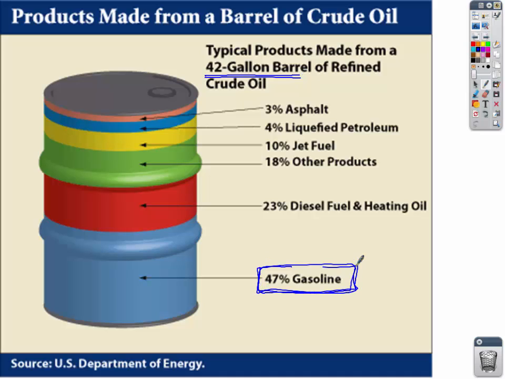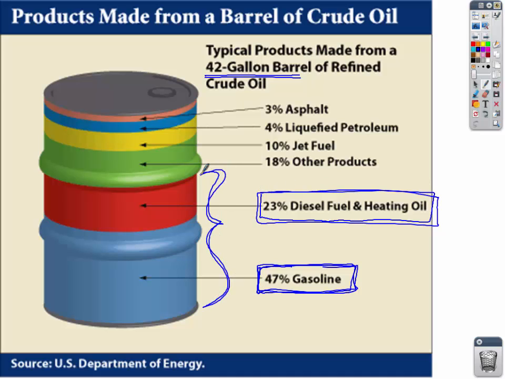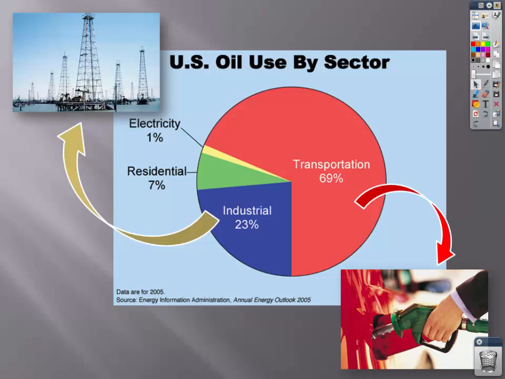All right, and in each barrel, about half of it is gasoline. All right, about 23% of it will become diesel fuel and heating oil. All right, so that's 75% of a barrel of oil right there, gasoline and diesel and heating oil. All right, and then you got your other products, your jet fuel, 3% is asphalt. So most of a barrel of oil goes to gasoline, diesel fuel, and heating oil. Again, transportation and domestic use, heat. All right, we don't really use oil for electricity. Okay, and here you go. There's a little pie chart to prove my point.